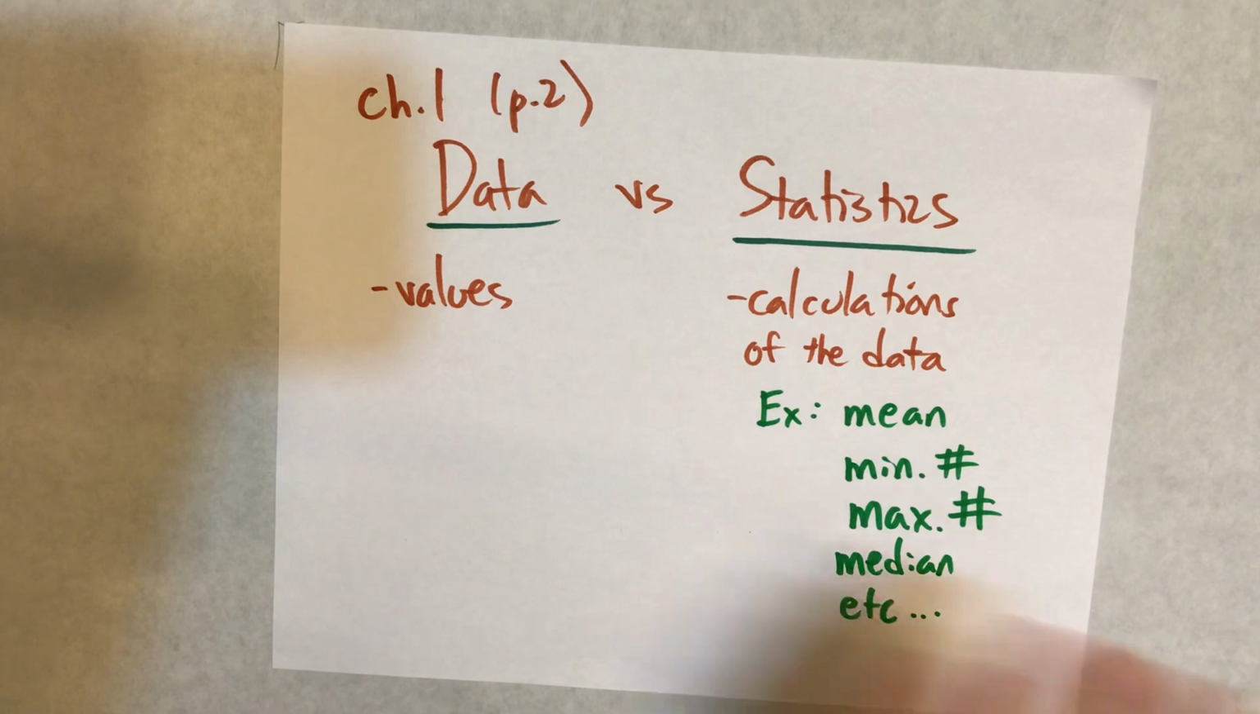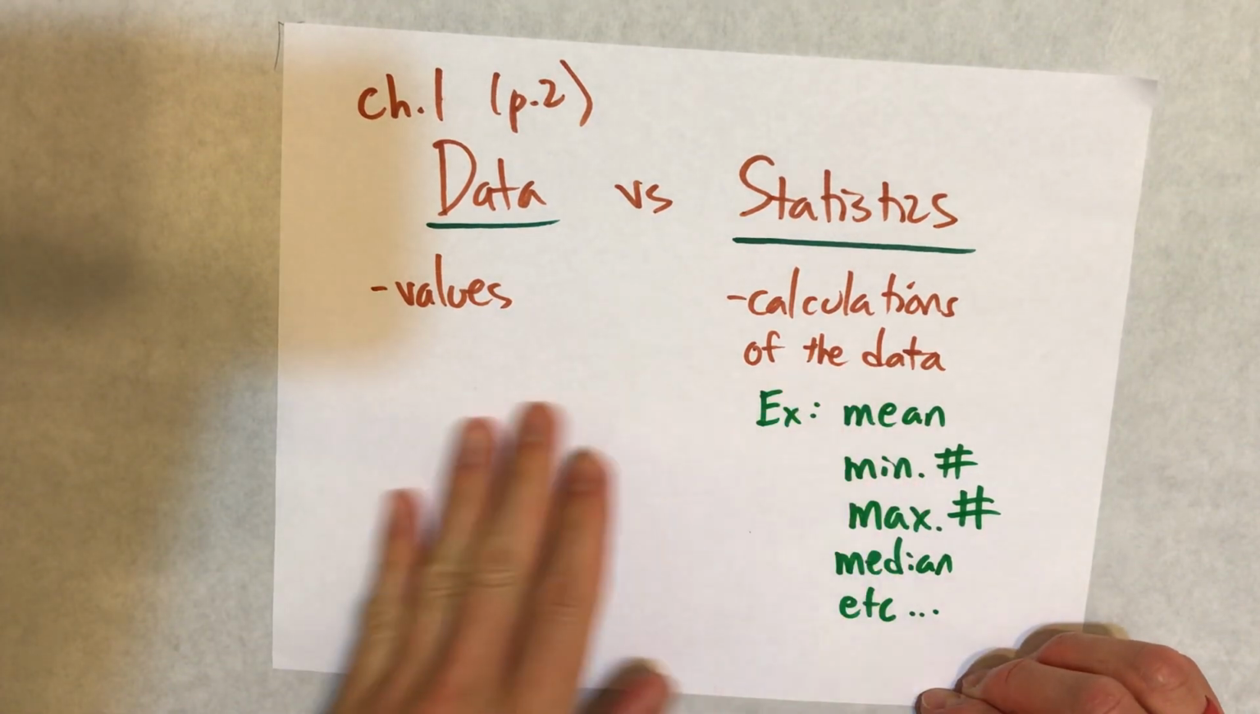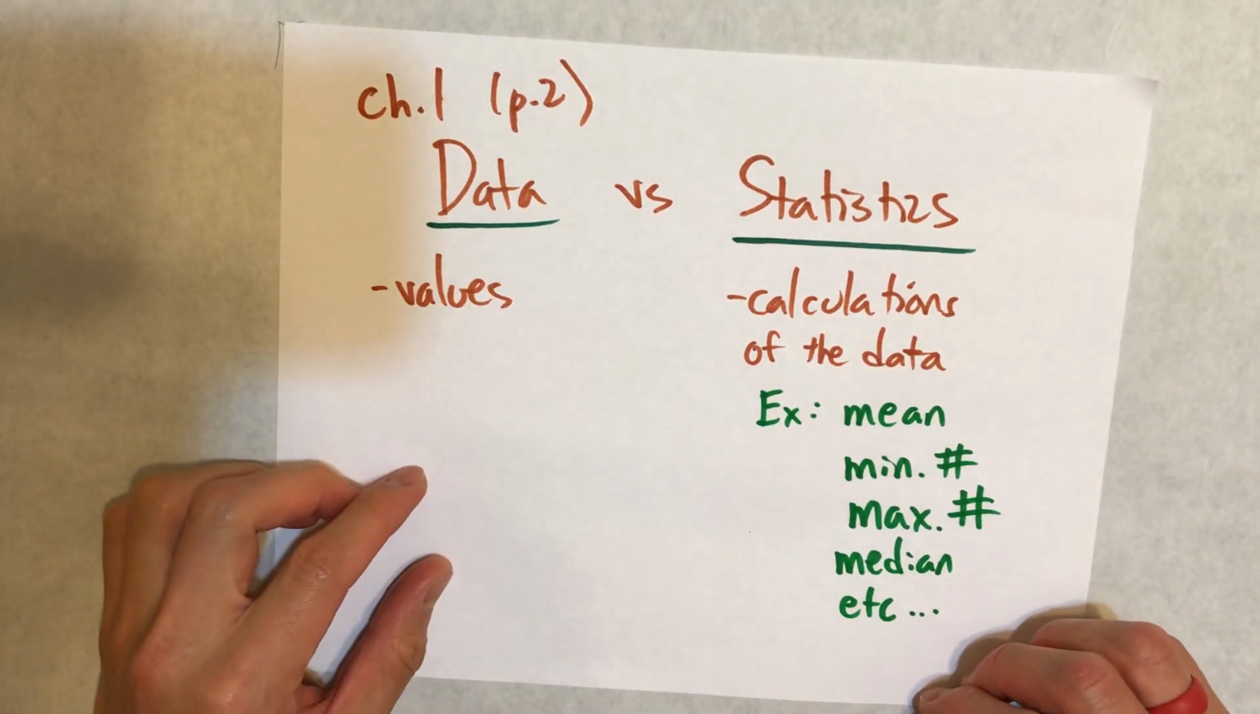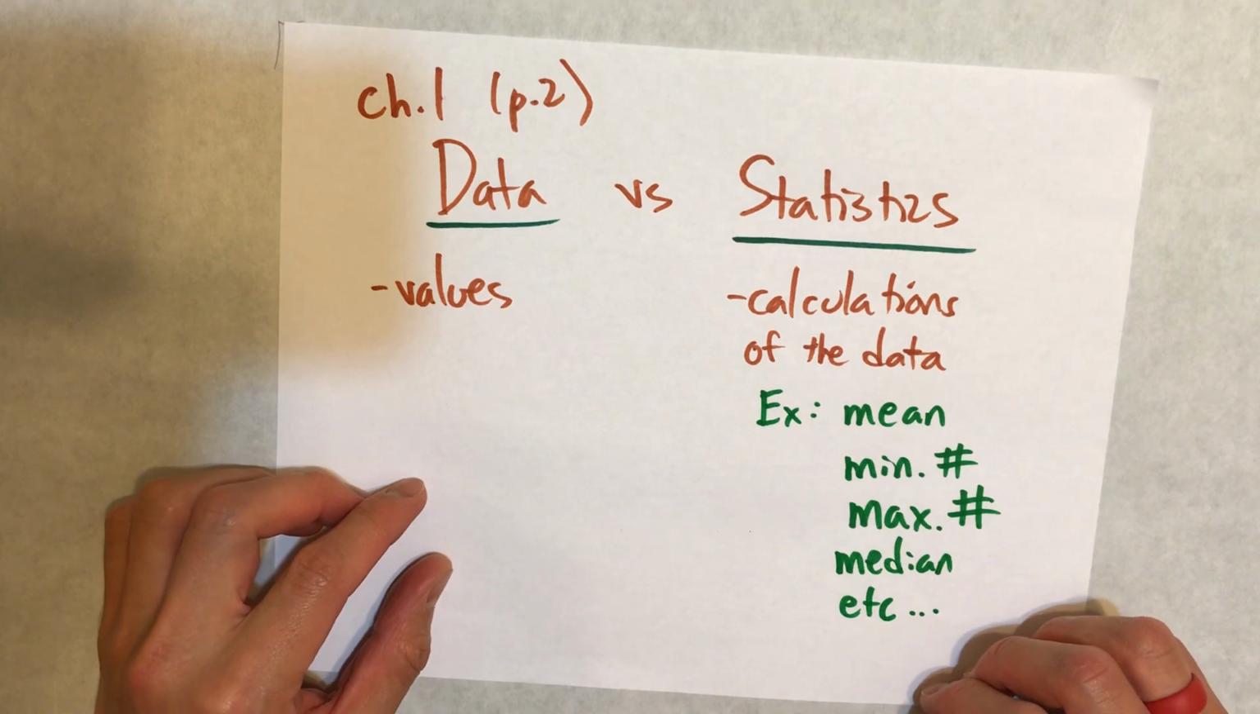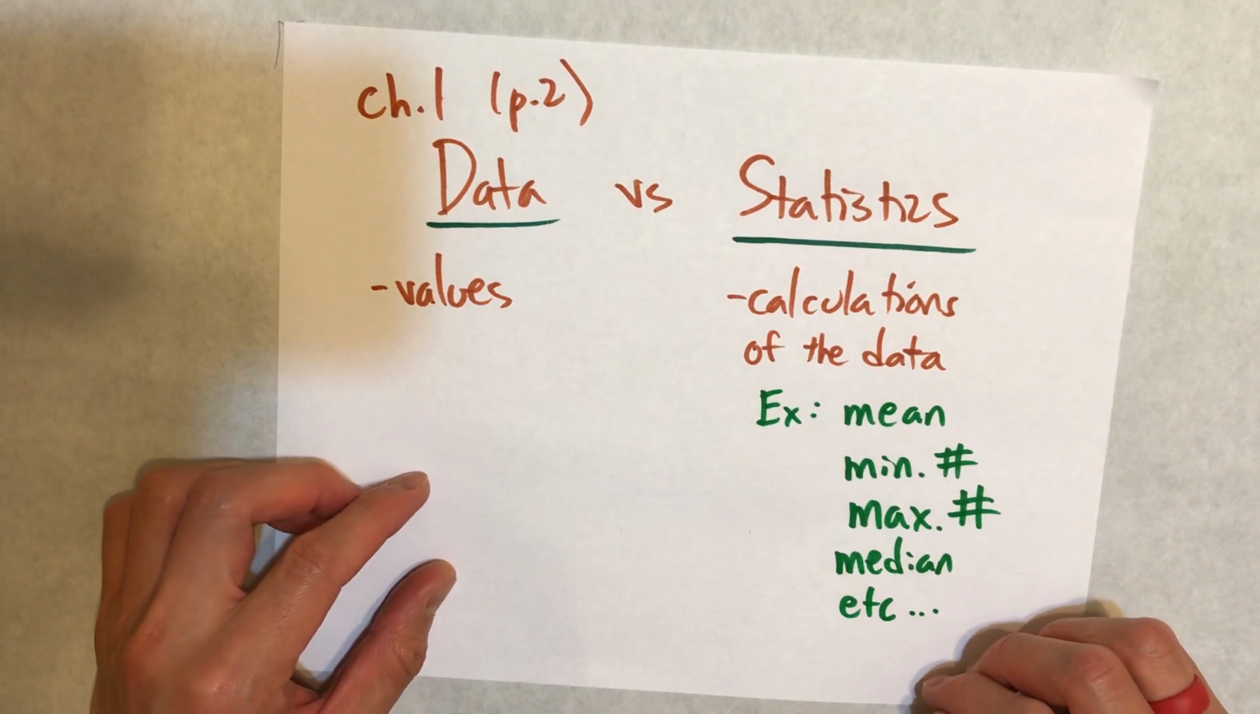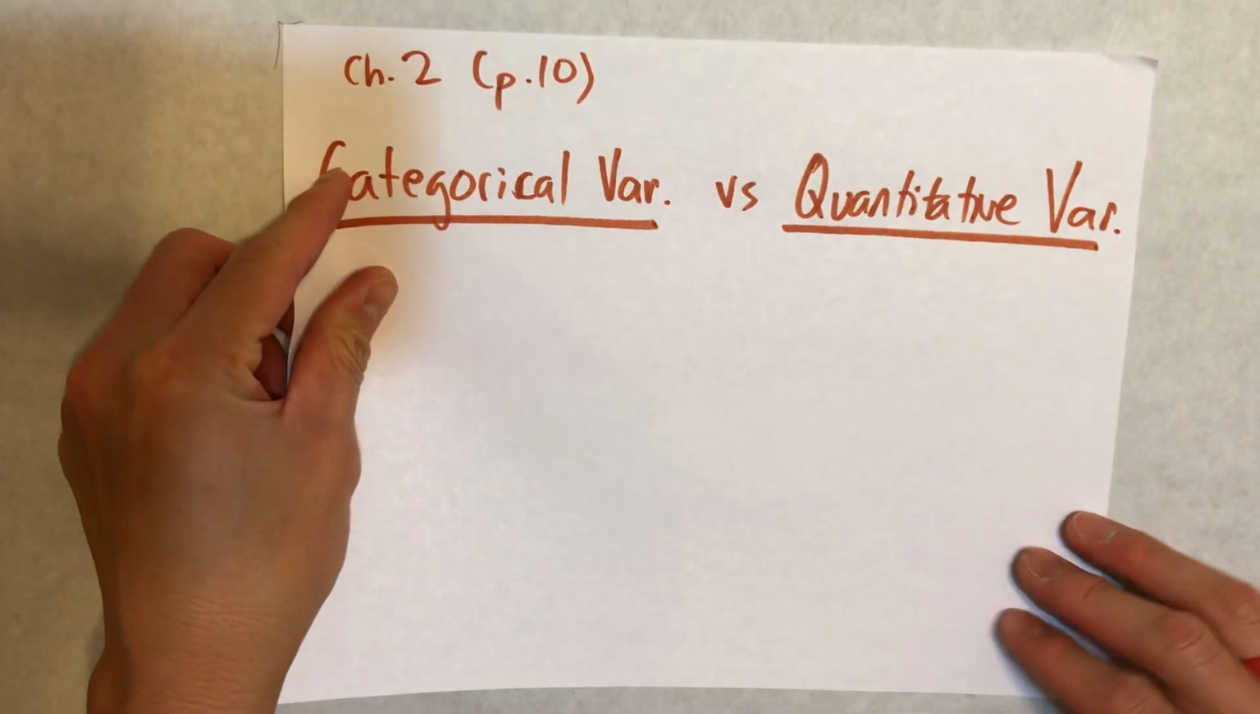All right, so again, data versus statistic. Your textbook on page 2 talks about whether data is plural or singular. It answers both, but it's up to you, okay? All right, the next thing, so that's all chapter 1. Congratulations, we finished chapter 1.